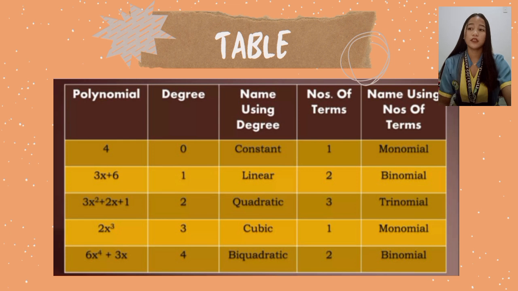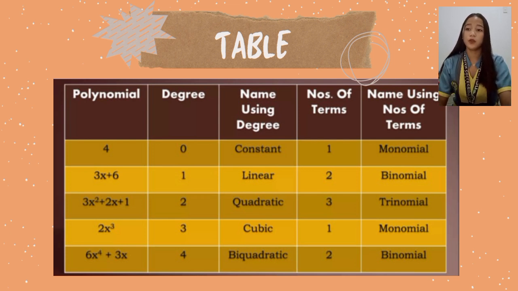So here is the example table. We have the polynomial, degree, name using degree, number of terms, name using number of terms. So when we say polynomial again, polynomials are mathematical expressions made up of variables and constants by using arithmetic operations like addition, subtraction, and multiplication. And the degree is the highest or the greatest power of the variable in a polynomial equation, or the exponent. These are the examples given.